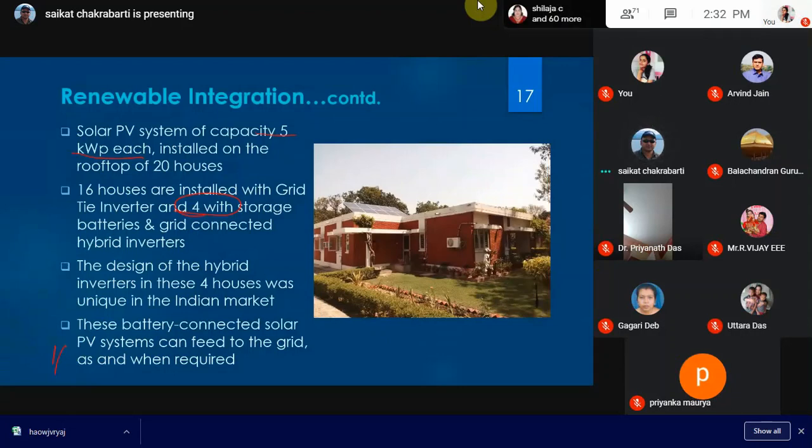All right. Otherwise, also when the grid is there, the system works like this. It serves the load within the houses. If there is anything extra, that is pumped to the grid. So that's how it works.